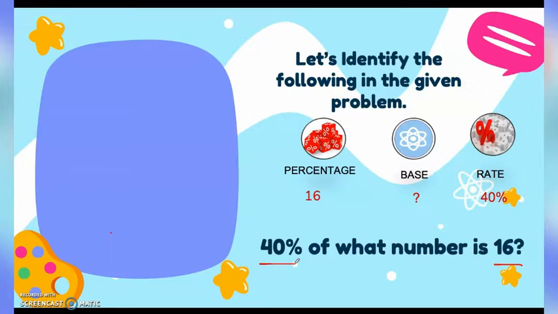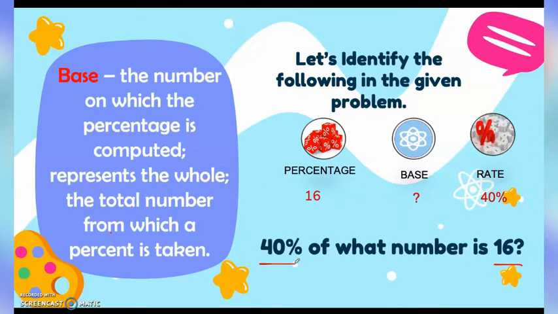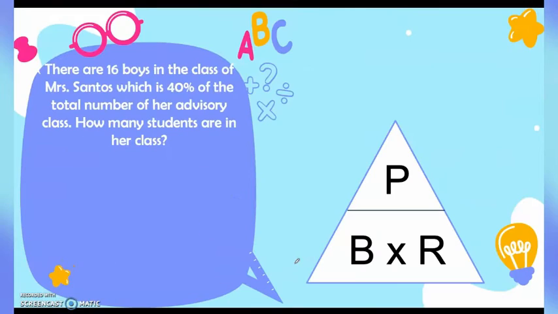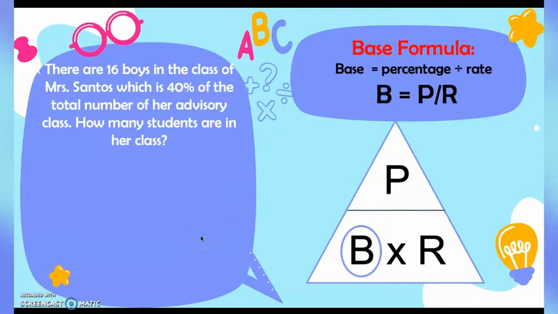Now let's recall the meaning of the base. Base is the number on which the percentage is computed and represents the whole, and also the total number from which a percent is taken, and it is located after the word "of." Now using the triangle, we can say that the formula for the base is B is equal to P over R, or percentage divided by rate.